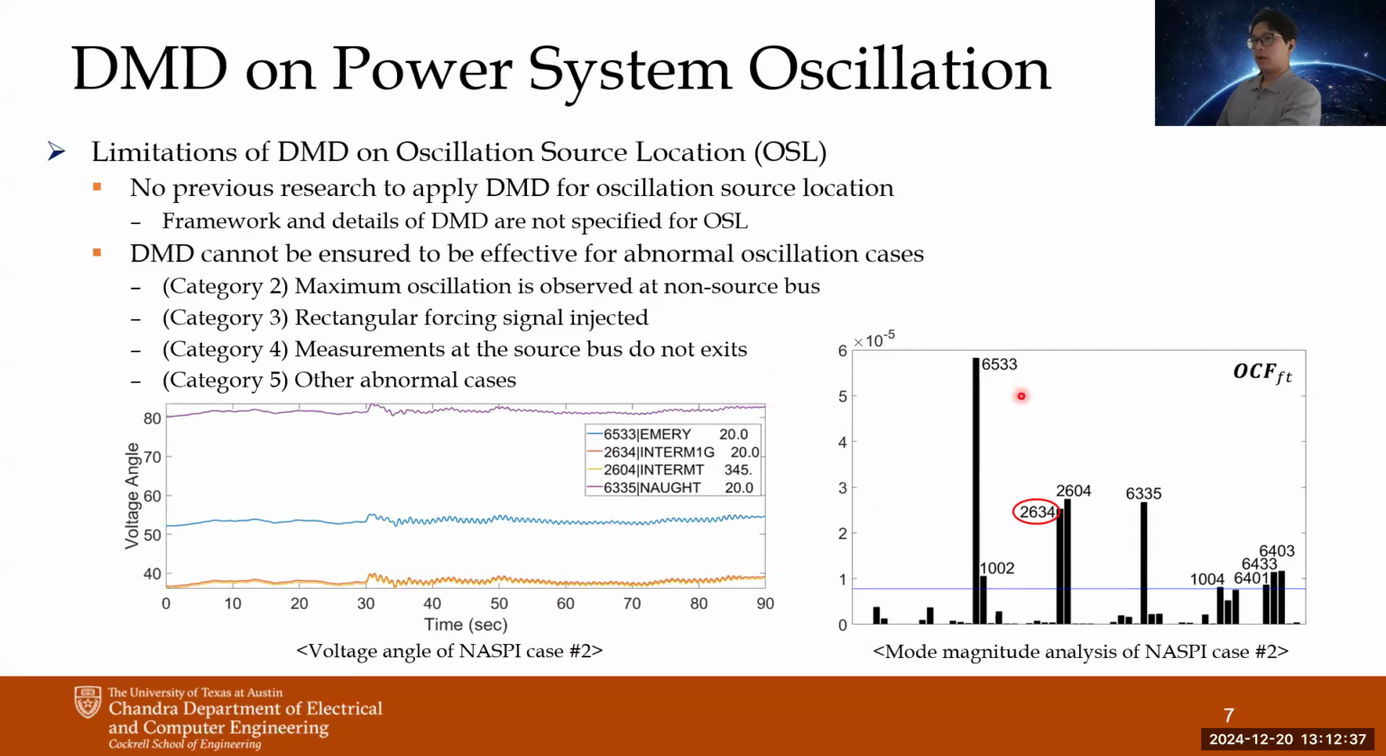And the figure below is the result included in category 2, where the maximum oscillation magnitude was observed at the known source space. If we analyze this case with the pure dynamic mode decomposition, we can see that the participation factor of a known source space, which is space 6533, has the largest contribution factor, much larger than the contribution factor of the source bus, which was 2634.